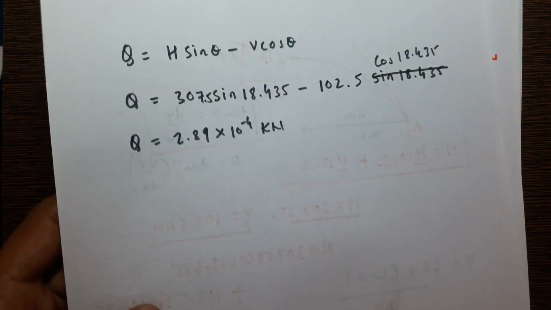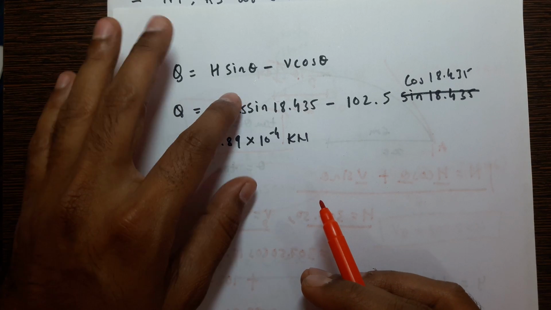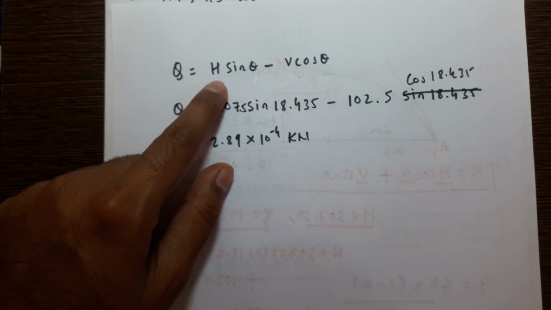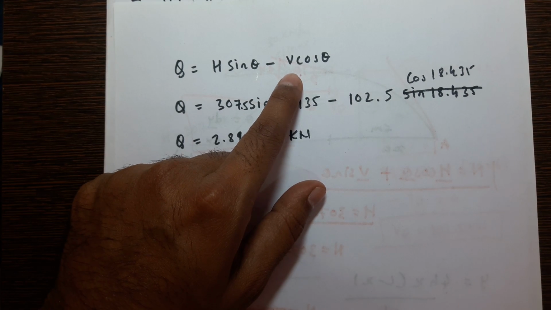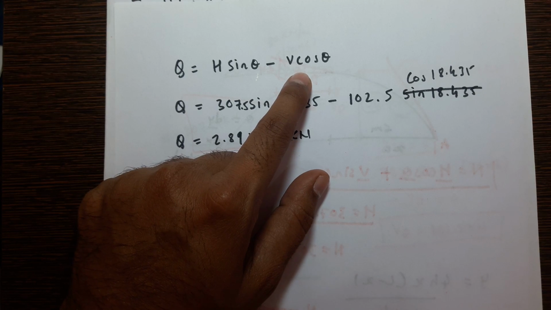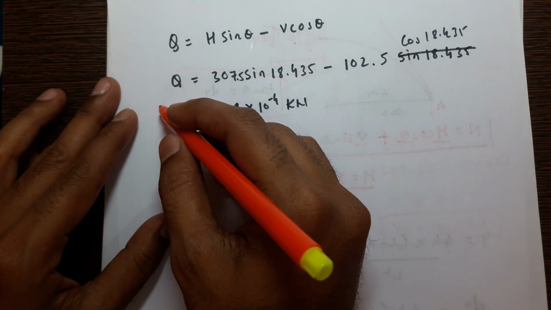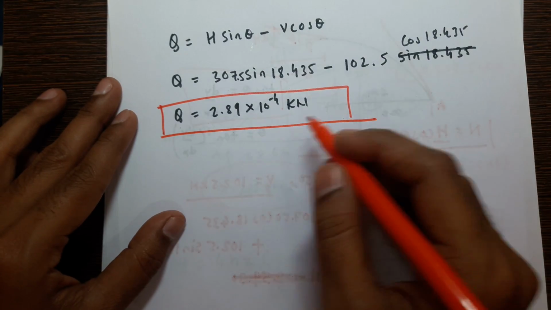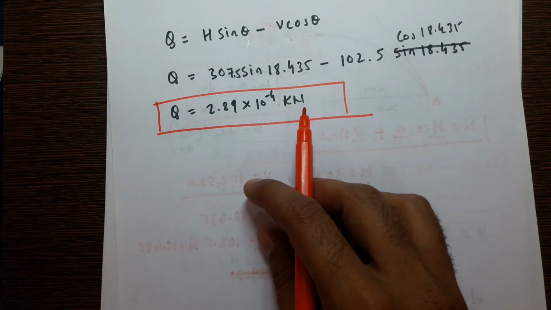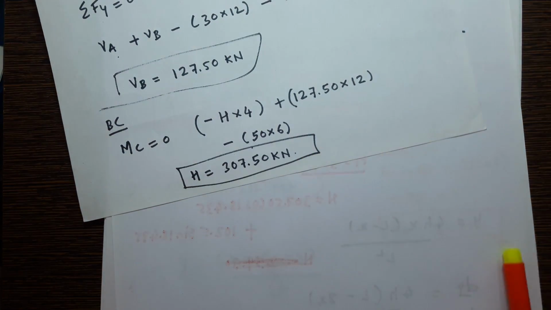In the same way you have to find radial shear. This is the formula of radial shear, H sin theta minus V cos theta. I told you the sign of H will not change, but the sign of V will change. But in our case VD is downward, so we don't have to change the sign of V. After solving this, you get radial shear Q equal to 2.89 into 10 raised to minus 4. So we have completed the problem. Thank you.